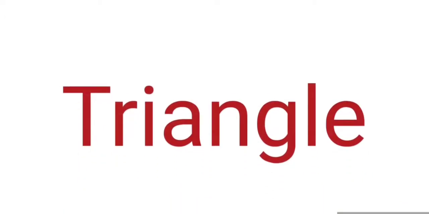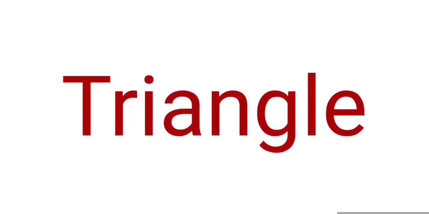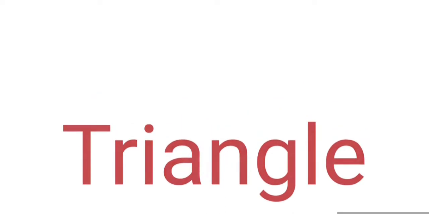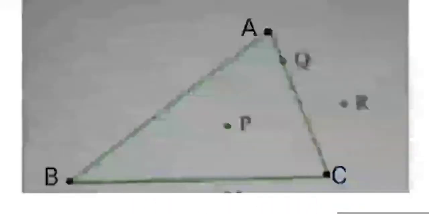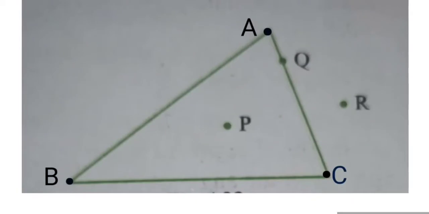A triangle is a three-sided polygon. In fact, it is the polygon with the least number of sides. You can see this triangle ABC and there are three sides. The three sides of the triangle are AB, BC and CA. The three angles are angle BAC, angle BCA and angle ABC. And the points A, B and C are called the vertices of the triangle.